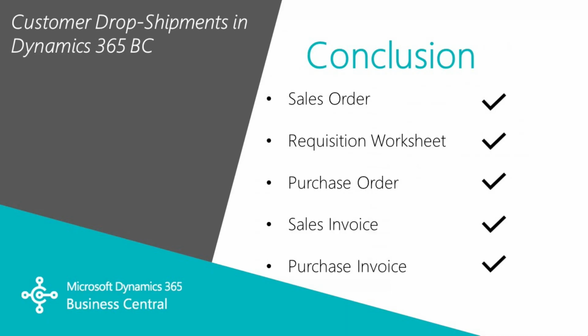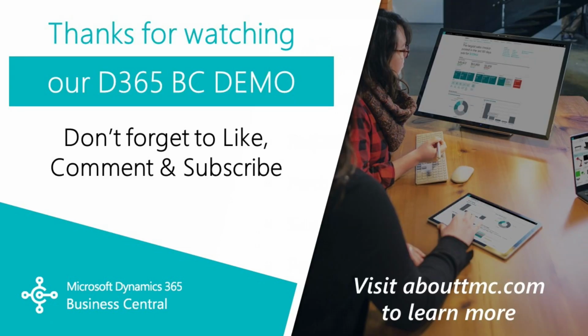I created a dropship order to my customer. I created a requisition worksheet. From that, I created a purchase order to send to my vendor. The vendor indicated to me that he had sent the items to the customer. The customer had received them. I will then post a sales invoice on that order. And then once I receive the vendor's invoice, I'll enter that as well against the purchase order. And that's the entire process.